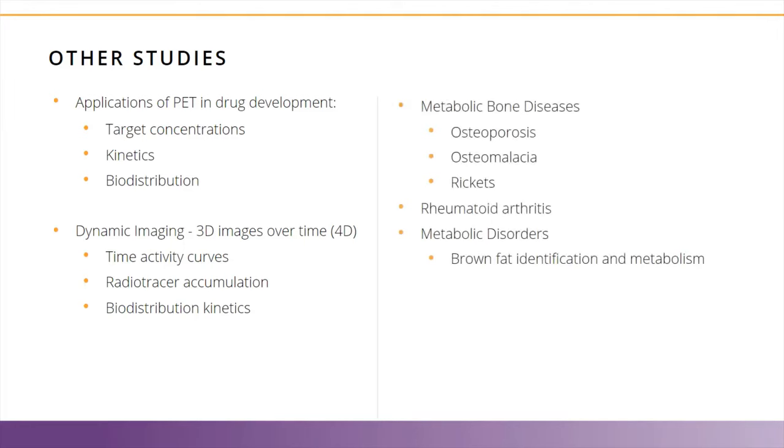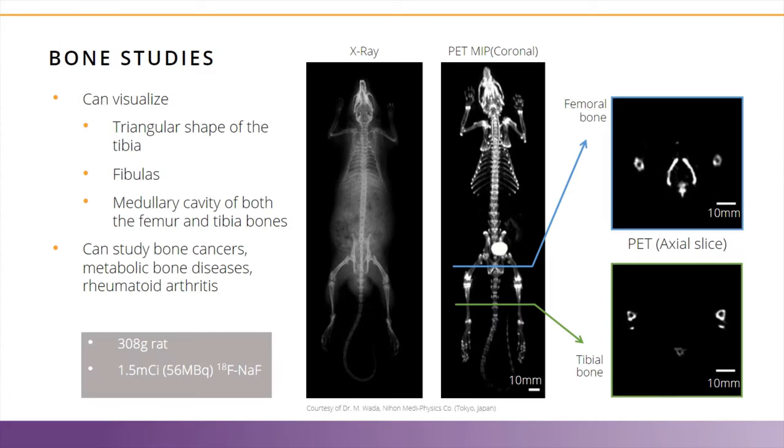A number of other diseases can be looked at with PET. These include metabolic bone disorders, rheumatoid arthritis, and metabolic disorders. Here, sodium fluoride radiotracer is injected into the rat and is taken up into the bones over time. These types of images can be used to study bone cancer, metabolic disease, and even rheumatoid arthritis. The comparison here of the X-ray and PET images shows how high resolution the PET images are, even allowing the medullary cavity of both the femur and the tibia bones to be visualized.